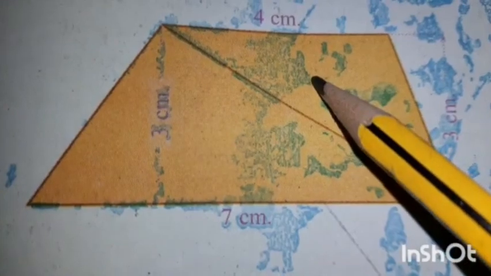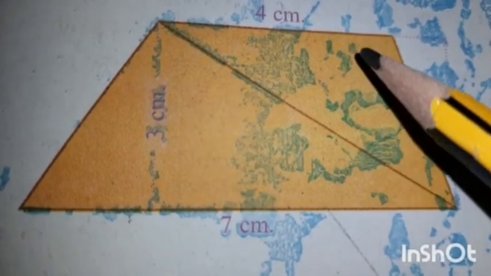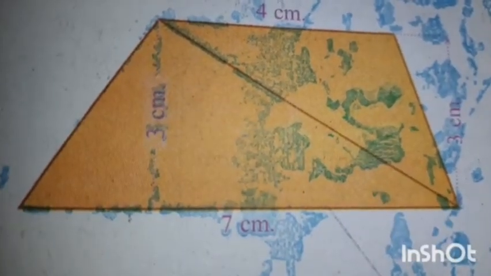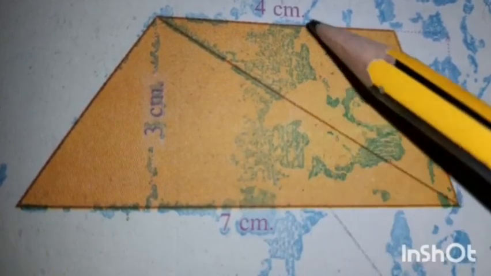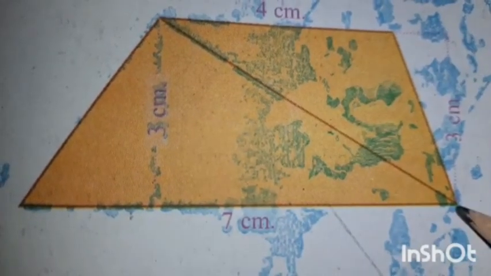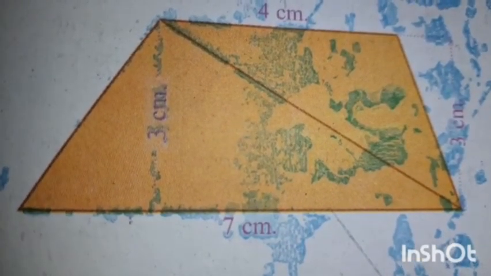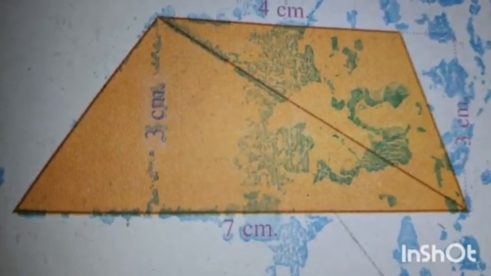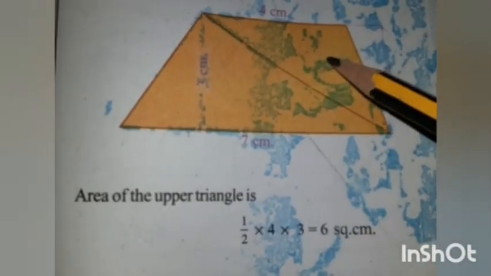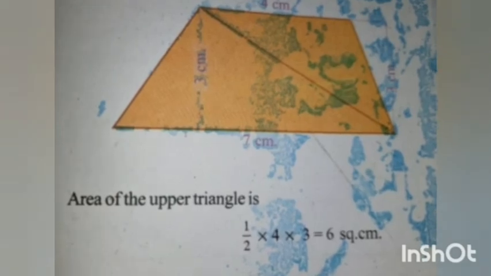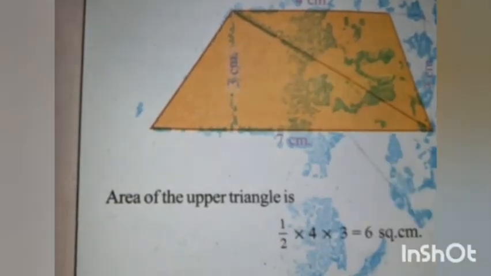Then what about this upper triangle? We need to measure the length of the top side and the distance from the opposite vertex. Since the top and bottom sides are parallel, the distance between them is 3 centimeter again. So these two lines are parallel, that's why this length is the same as here. Then what about the area of this upper triangle? That is half into 4 into the distance 3. So you are getting 6 centimeter square.